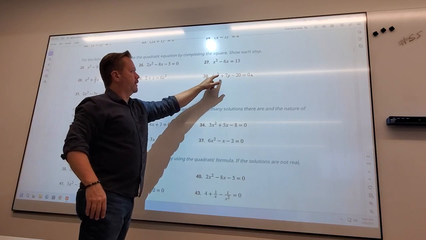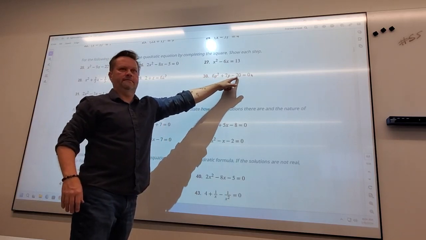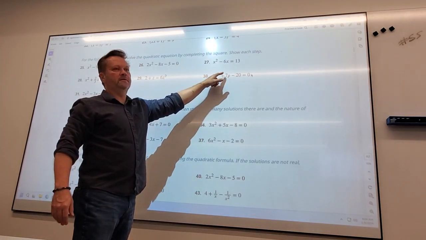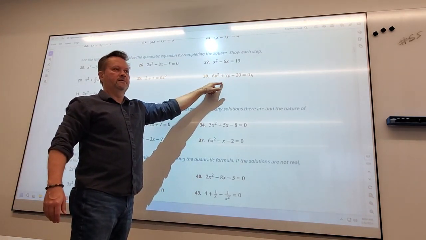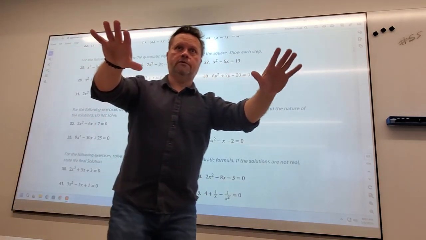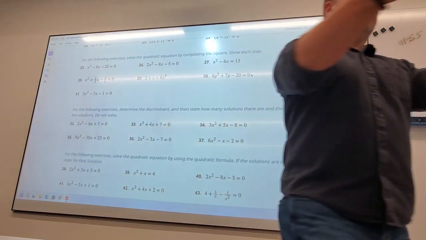First step is divide by 6. Everybody's going to love this because then the middle term becomes 7 over 6, right? That one you cut in half and then you square it. Are you guys with me?